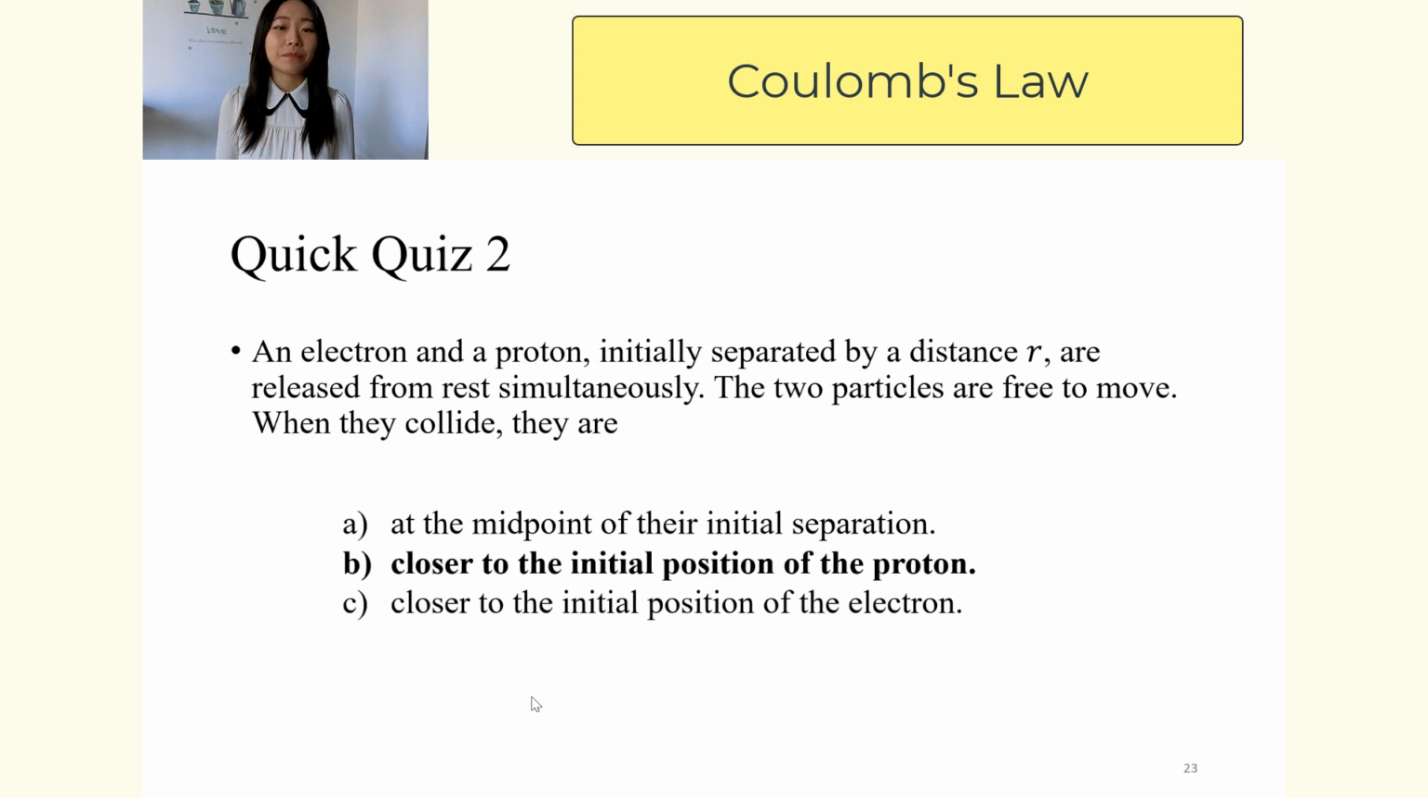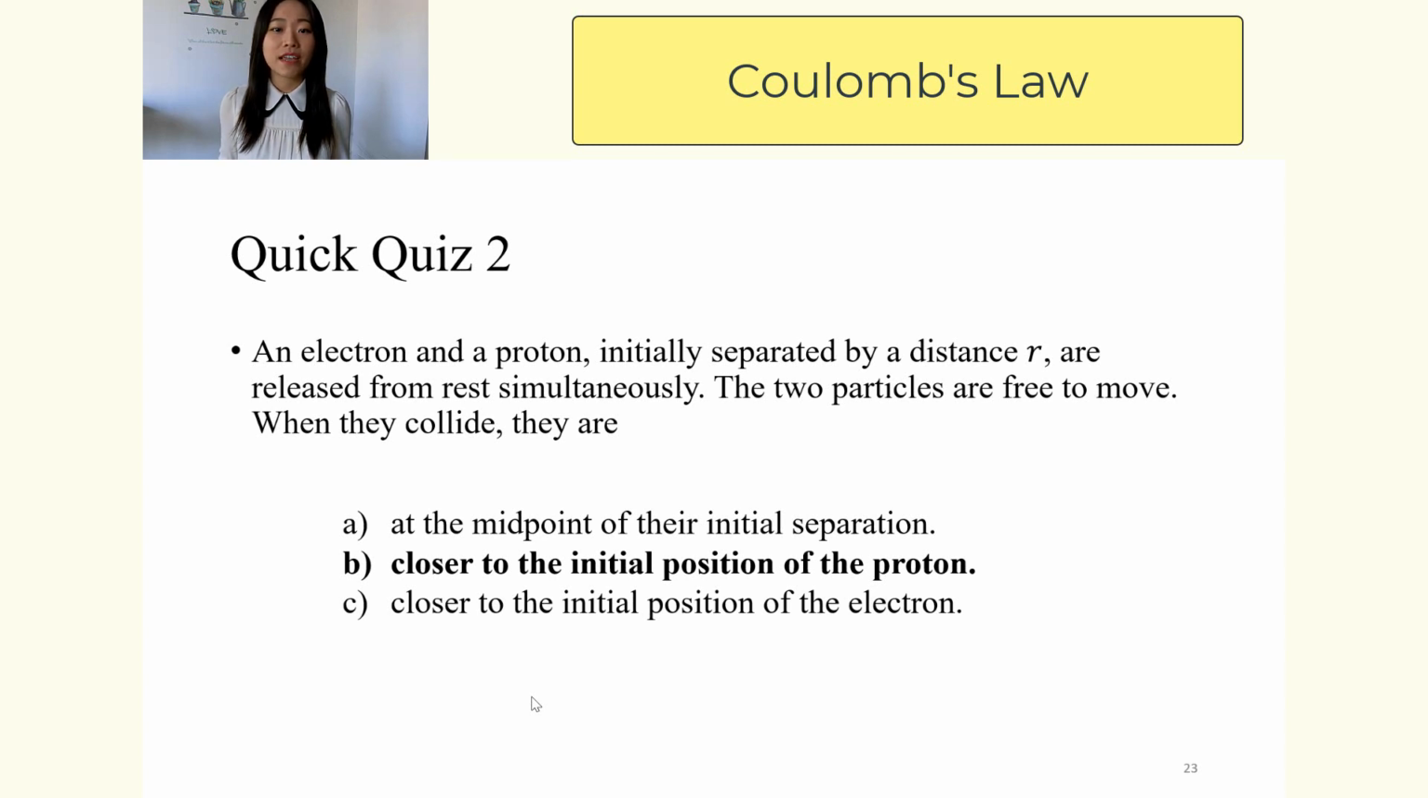So the answer is B. When they collide, they are closer to the initial position of the proton. Because from Newton's third law, they have the same magnitude of force. But from Newton's second law, net force equals ma, mass times acceleration. And the mass of the proton is greater than the mass of the electron.